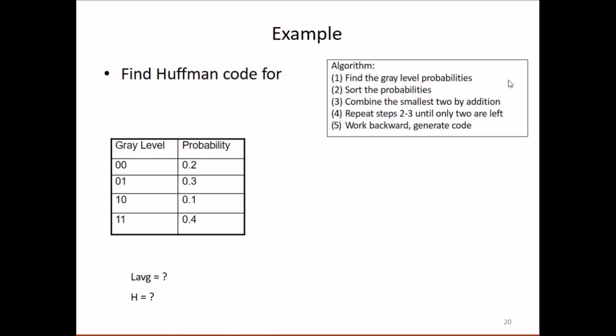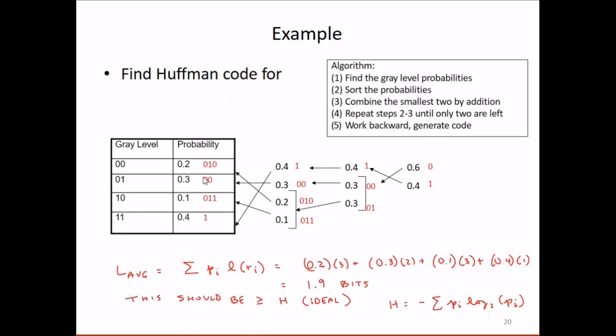So what we do, we find the gray level probabilities, sort the probabilities, combine the smallest two by addition, repeat steps 2, 3 until only 2 are left, work backward and generate code. This we have shown you. This is again an example. You know how to make it, you can backtrack it, you can find out the value. These are the codes which will be used only.